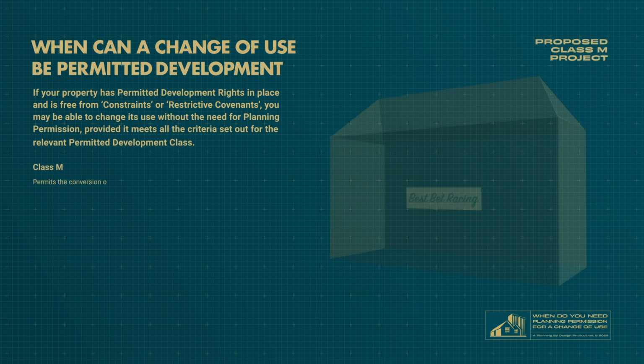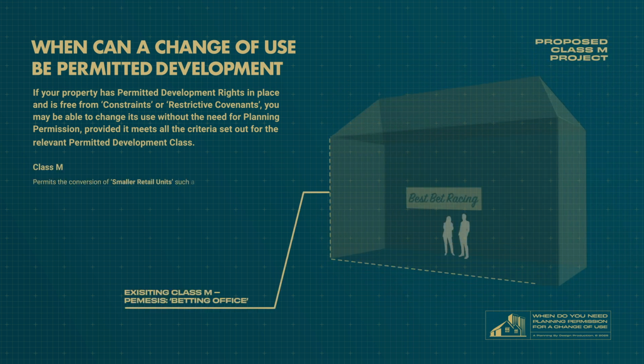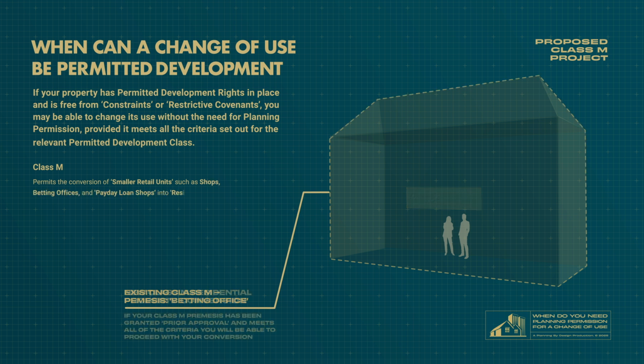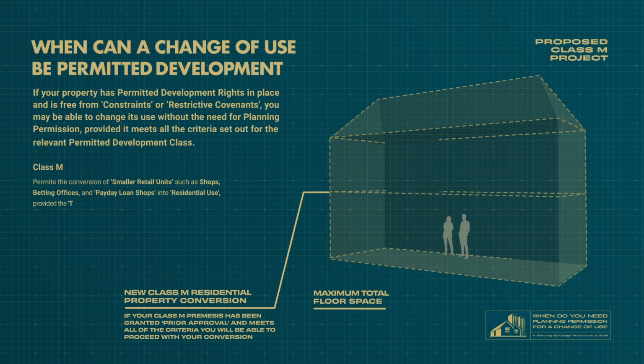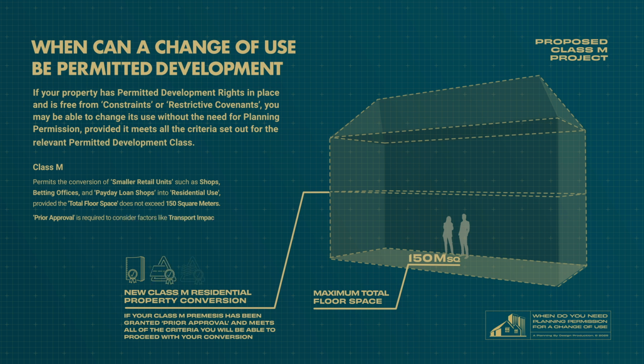Class M permits the conversion of smaller retail units such as shops, betting offices and payday loan shops into residential use, provided the total floor space does not exceed 150 square metres. Prior approval is required to consider factors like transport impacts, flood risk and adequate natural light for future occupants.